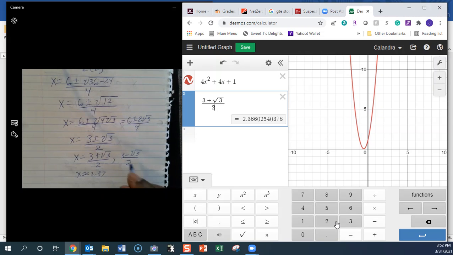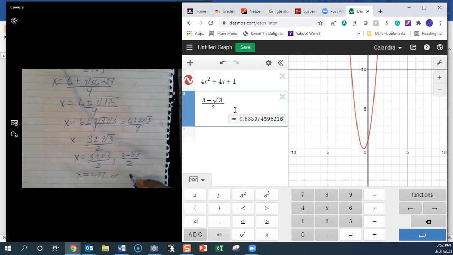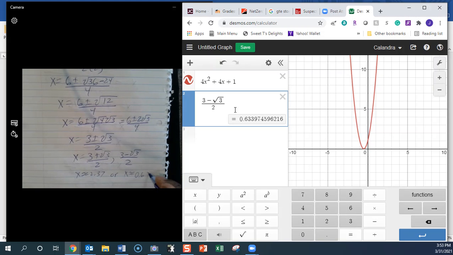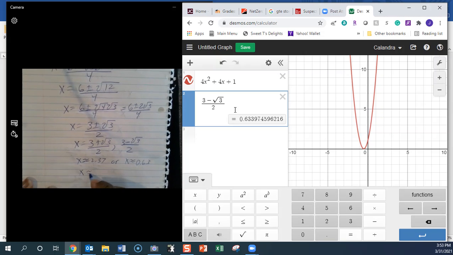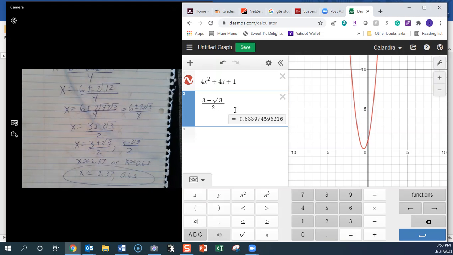And then we'll do or. And then we would do the second value. Now what's nice about the second value is all we have to do is take this plus out and put a minus there. And then it'll be or x is approximately 0.63. So just to write this in proper form, we had 2.37, 0.63. And that will be your final answer.